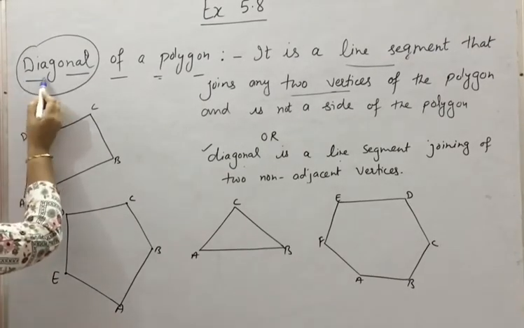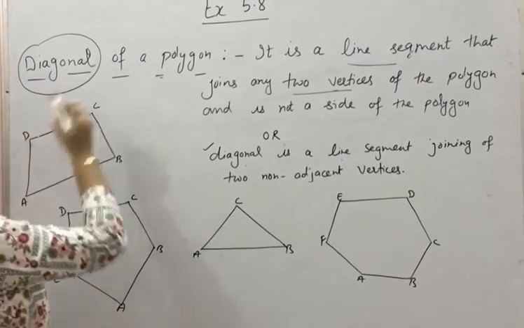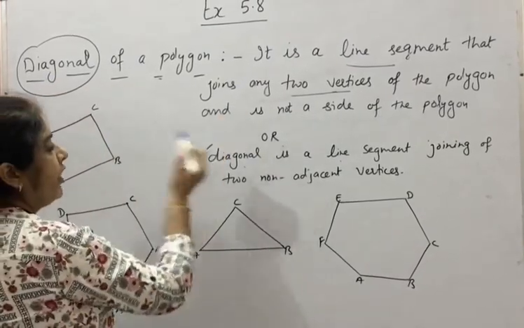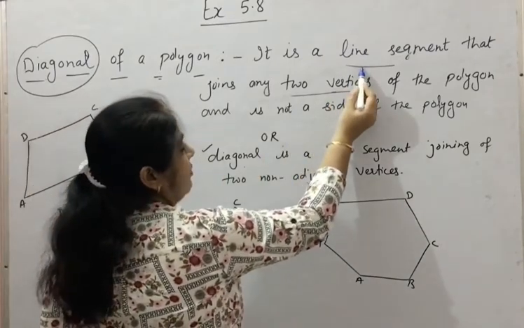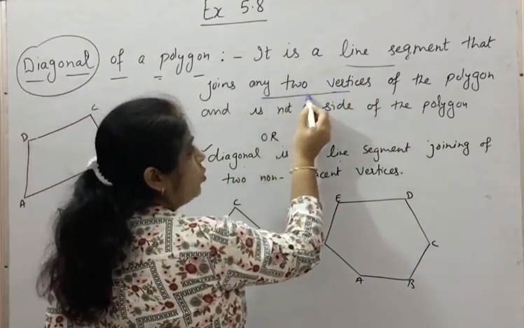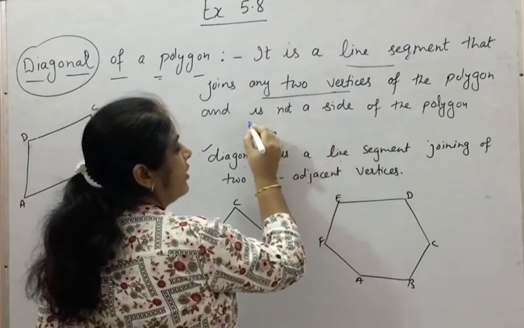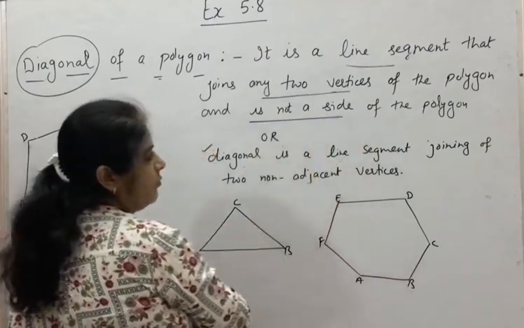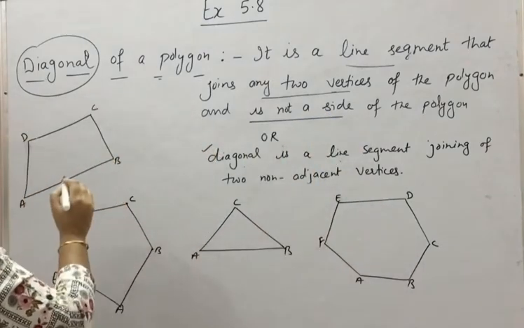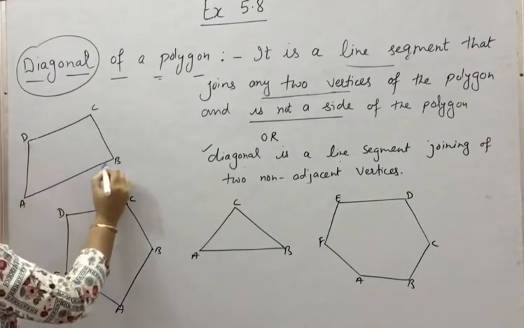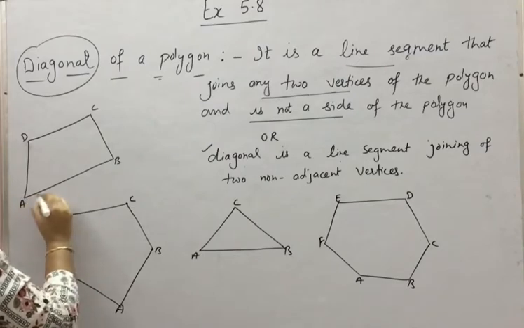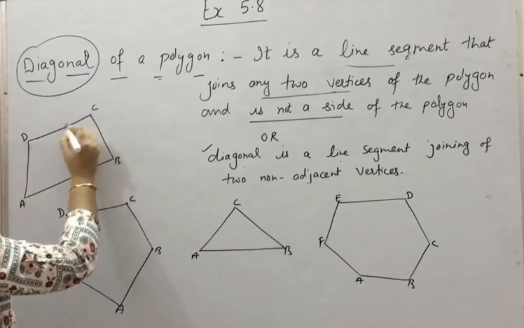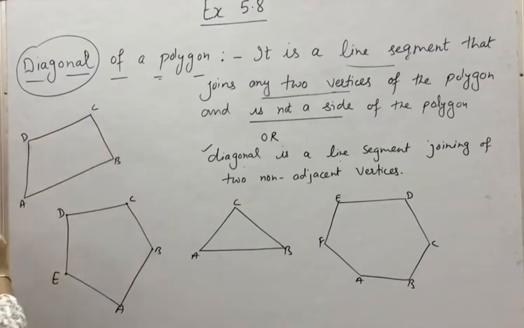Students, now we will discuss the diagonal of a polygon. We have two definitions of what a diagonal is. It is a line segment that joins any two vertices of the polygon, but that should not be a side of the polygon. I am taking the quadrilateral first. We have four sides: AB, BC, CD and DA.